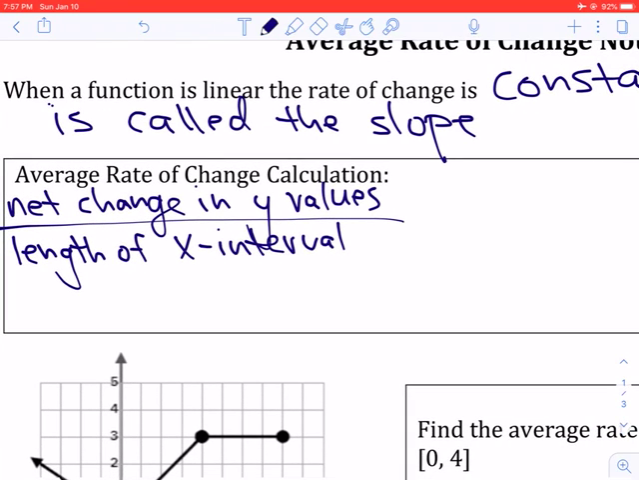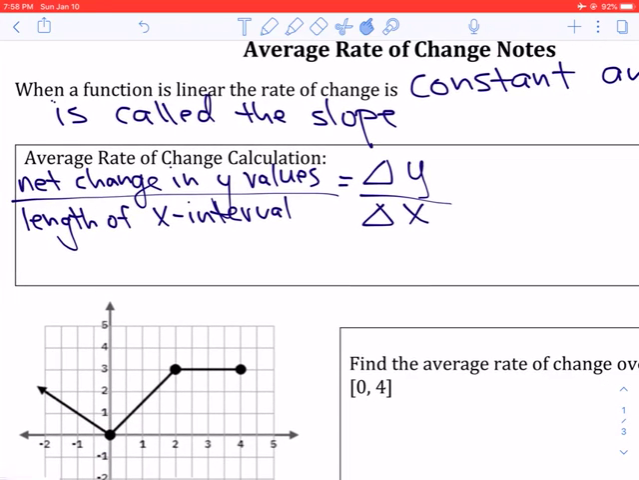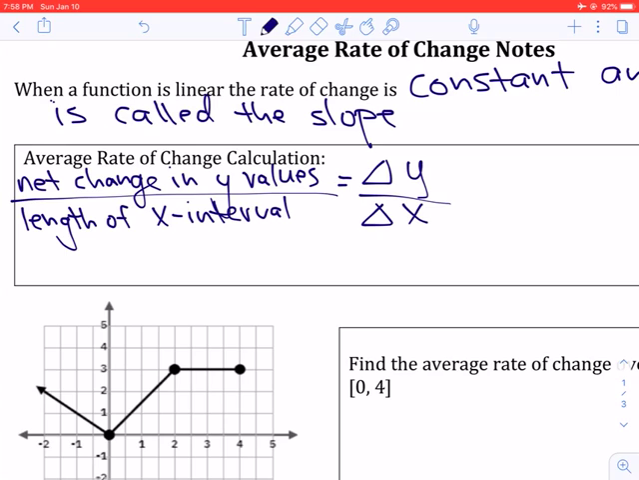And then in symbols, I'm going to write this symbol. It's a Greek letter delta. So delta y over delta x. This is the notation I used when I taught 8th grade math to talk about slope. Your teacher might have used a different notation.